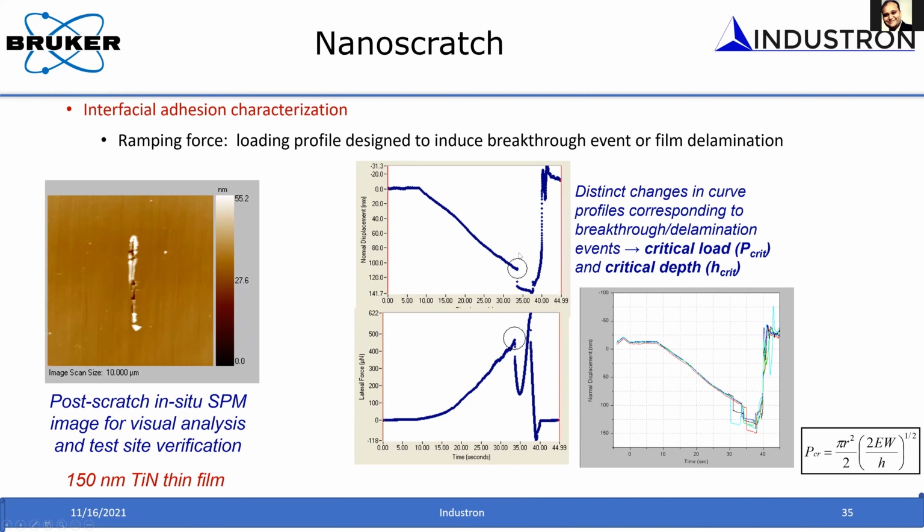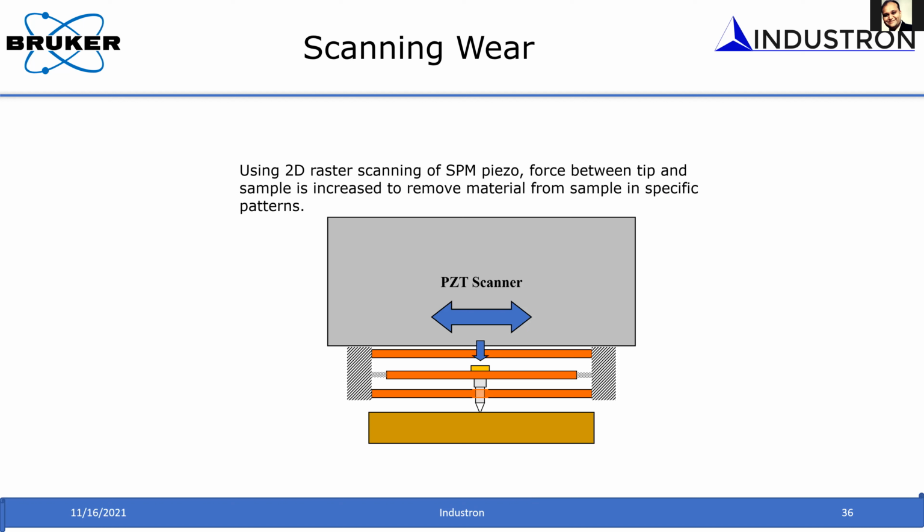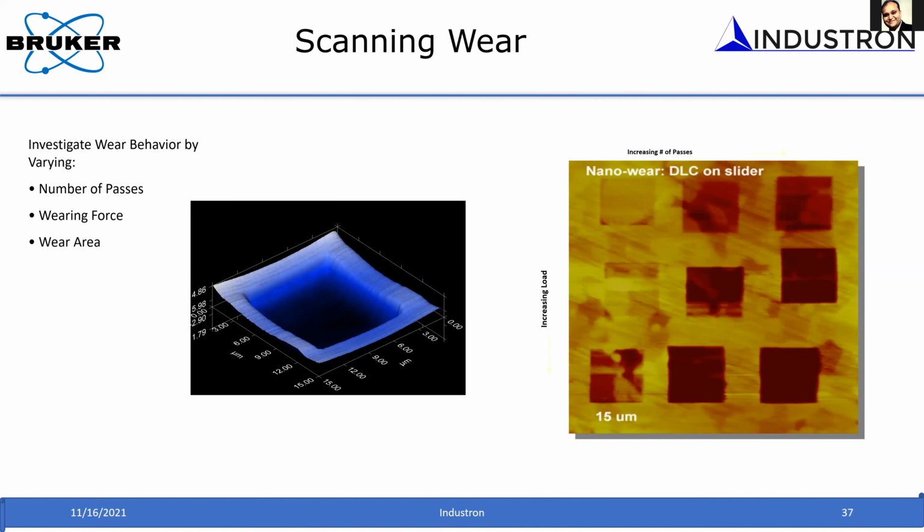Okay. So now we can also extend to wear resistance. Because we have this piezo scanner, the same way that you generate an image by raster scanning on the surface, you apply an increasing normal load and do the same thing. Instead of just imaging, you progressively increase the load so that you can remove the material from the surface, and that you can do at very small length scale.